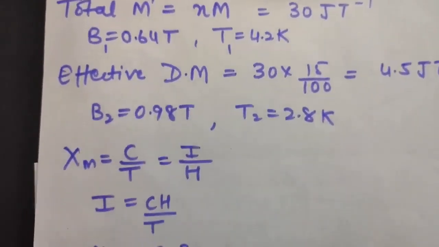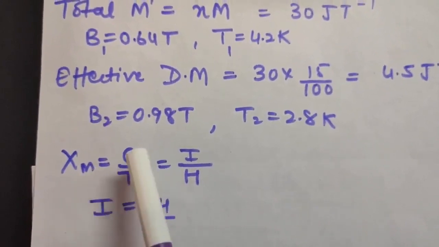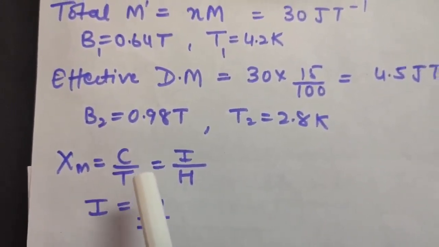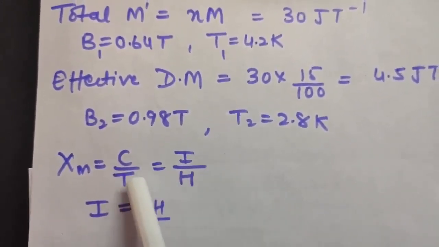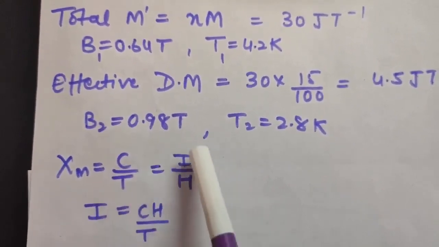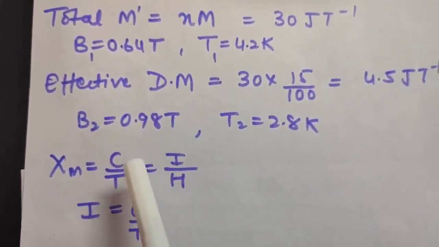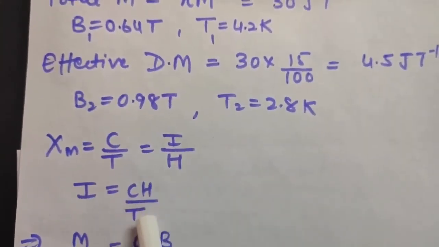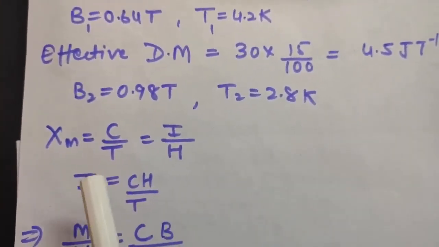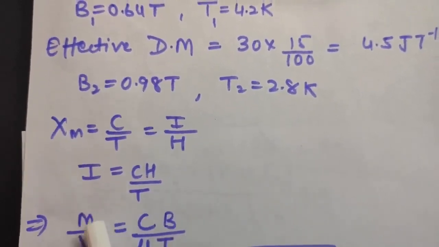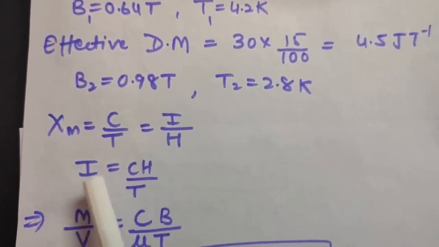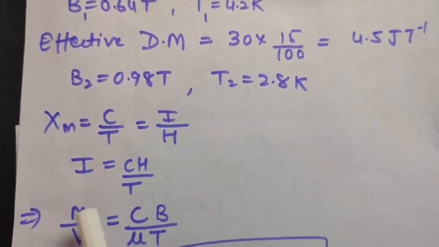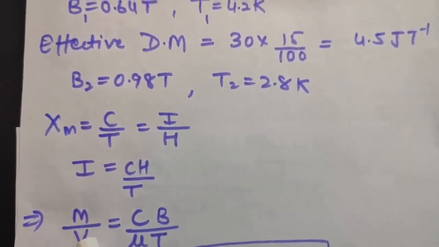Okay, so if I use Curie's law, as you know, chi m is equal to C by T, and also you have studied I by H is equal to 1 by T. So that means 1 by T we can write as I by H also, because C is a constant. From here you can calculate I to be CH upon T. Now, as you know, I is nothing but magnetic moment per unit volume, because I is intensity of magnetization, that is magnetic moment per unit volume.